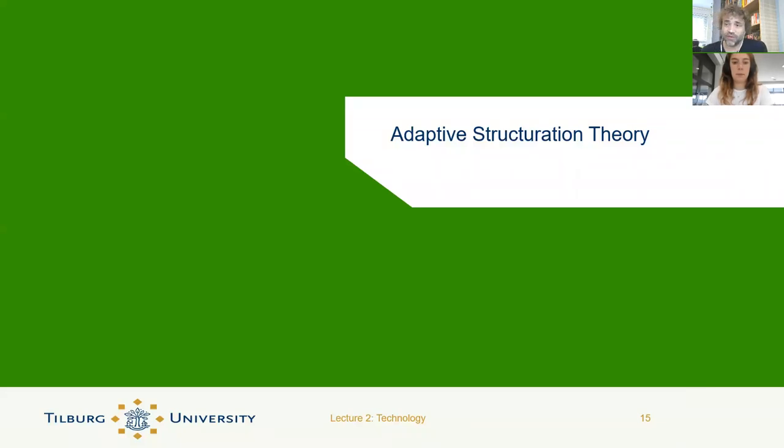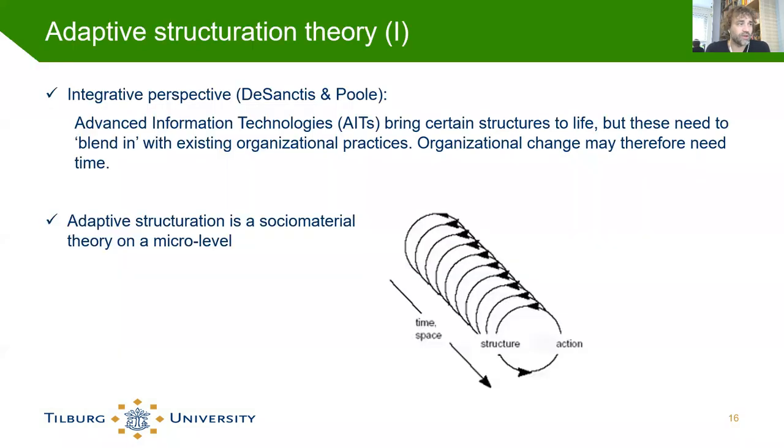So I want to explain two theories which I think both do right to the role that technology plays in organizations and are, I think, practically applicable. So we start with adaptive structuration theory.